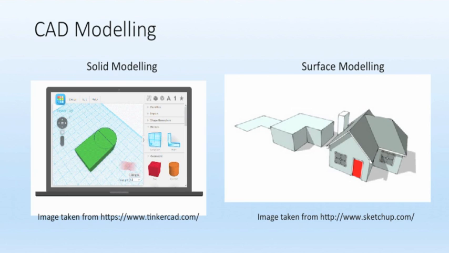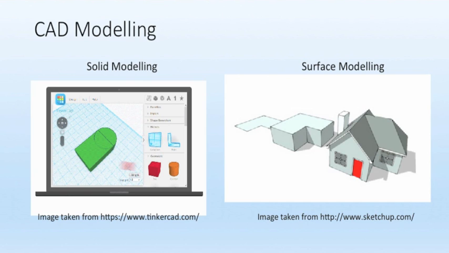Another type of CAD modeling is called surface modeling. This is done by a software called SketchUp. It is also free to download. With surface modeling, instead of solid modeling, you first have to define a surface and you slowly build the 3D model surface by surface. Like you first build the flooring, then you build each individual wall, and then you build the roof of your house. So it's 2 different methods of 3D modeling.